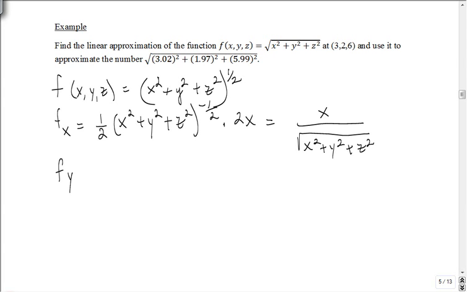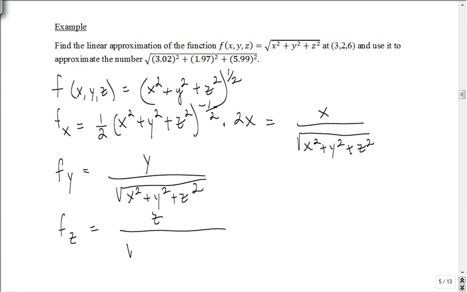Similarly, you do the same thing. Fy ends up being y over the square root of x squared plus y squared plus z squared. And then f with respect to z, same thing, z over the square root of x squared plus y squared plus z squared. If you can see a pattern, that would simplify your work. Okay?